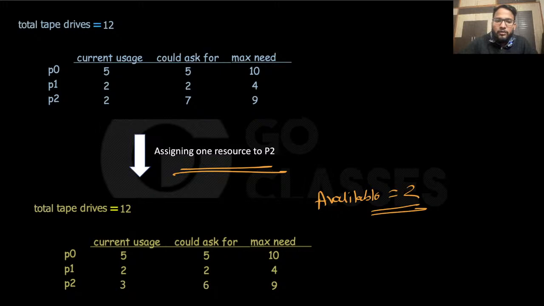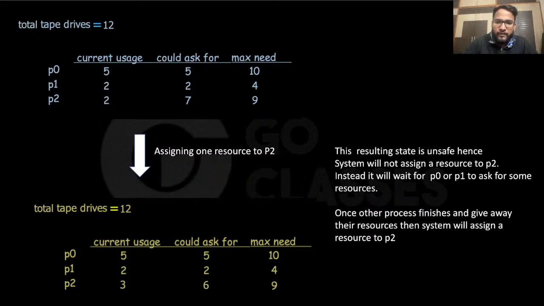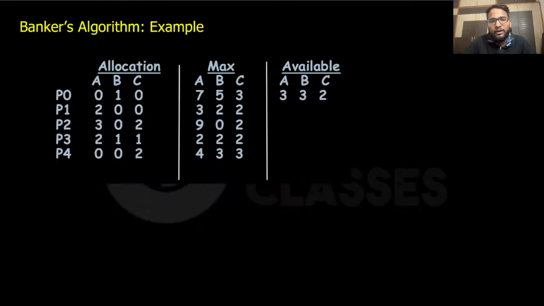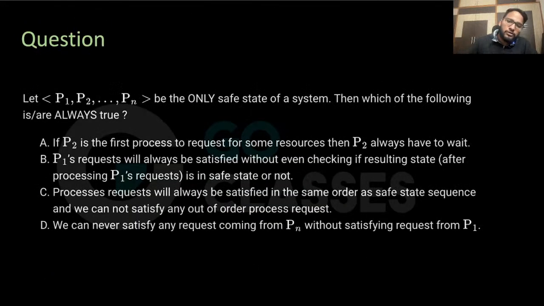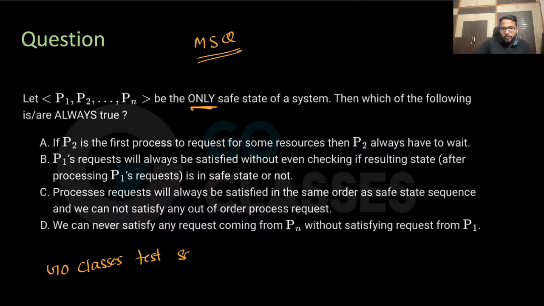Okay. Now, I hope you understood what the safe sequence means. Now, can you solve this question? They're saying that let P1, P2 to Pn be the only safe sequence of the system, then which of the following is or are always true? That is an MSQ question. This question is a GO Classes test series question. I have put this question just to make you understand what the safe sequence means. Generally we put a question only when we think there is some concept behind it, right?